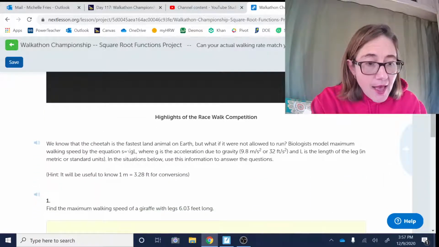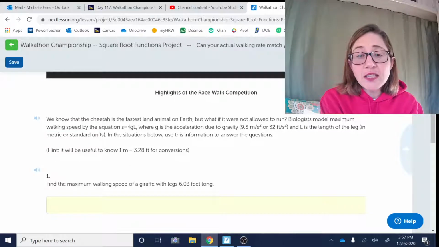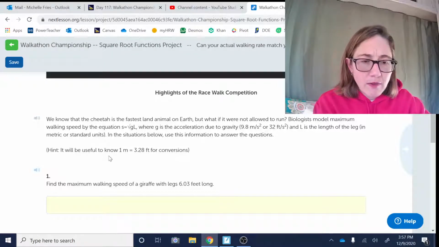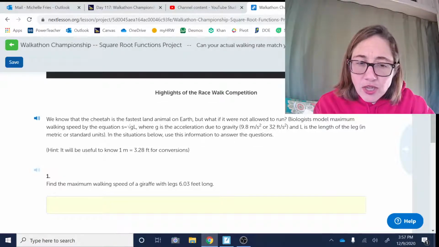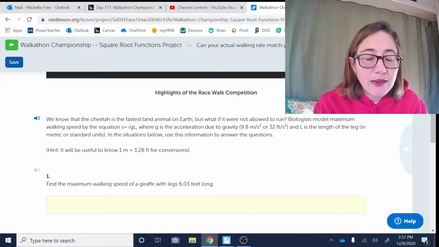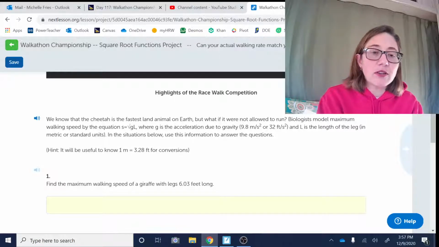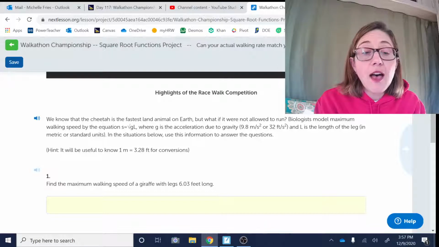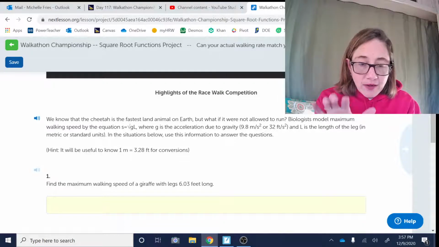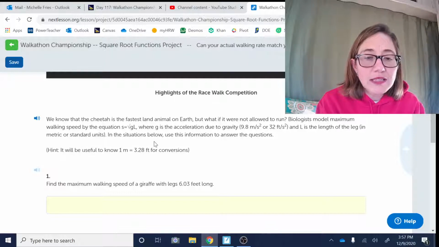So anyway, we know that the cheetah is the fastest land animal on Earth, but what if it's not allowed to run? Biologists model maximum walking speed by the equation S equals the square root of GL. So if you look right here, that's where the equation came from that I gave you in your notes. The reason I wanted to give it to you separately is the square root sign looks weird, doesn't it? Math type is so weird on computers. So that's supposed to be the square root of GL. The square root sign should go over the G and the L. There's the gravity speeds that I told you. L is leg length in metric or standard units.